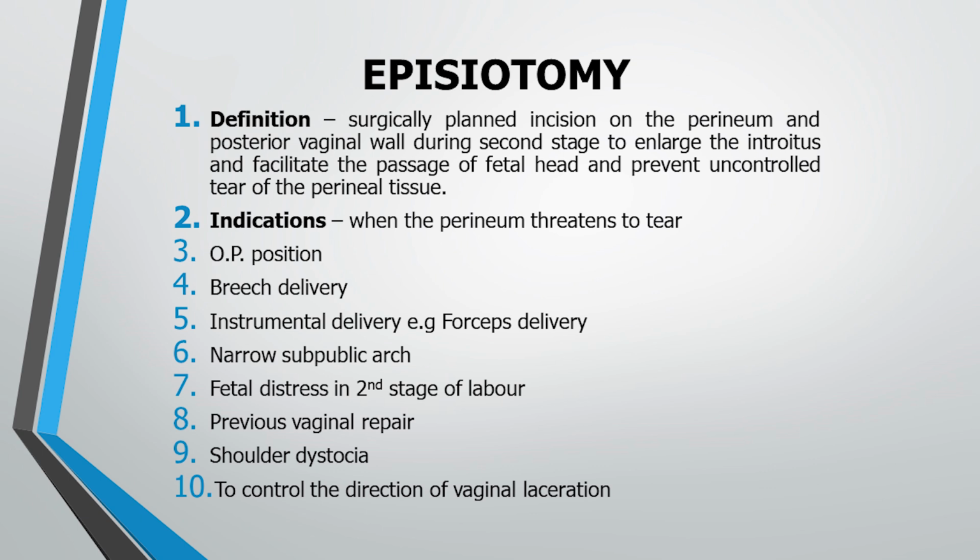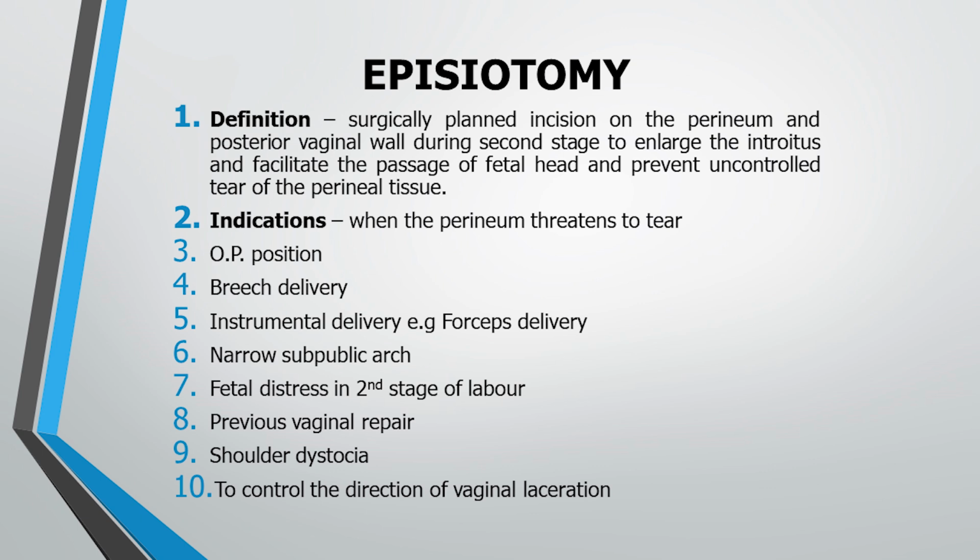Episiotomy is a surgically planned incision on the perineum and the posterior wall of the vagina during the second stage of labor to enlarge the introitus and facilitate the passage of the fetal head and prevent uncontrolled tear of the perineal tissue. So it's just a surgically planned incision on the perineum and the posterior vaginal wall during the second stage.